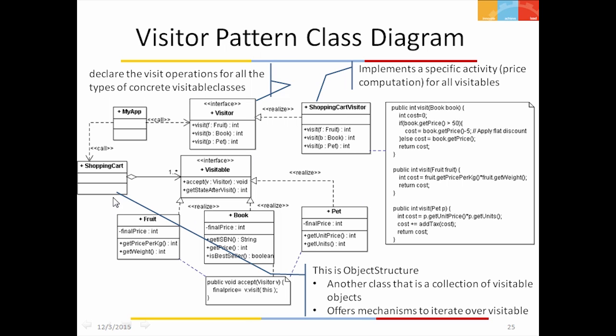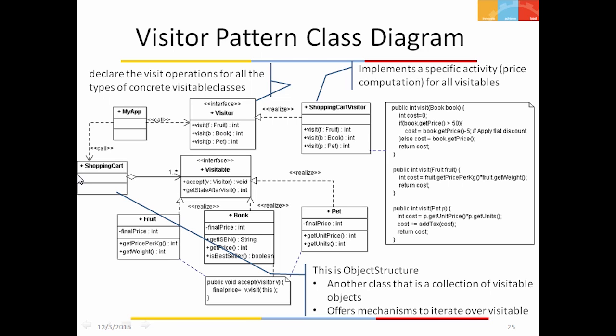Now this is the object structure. Essentially, this object structure would have all these items that are actually bought. So this is the complex structure. This complex structure has a set of fruits, books and pets, and this will be visited by the visitor.